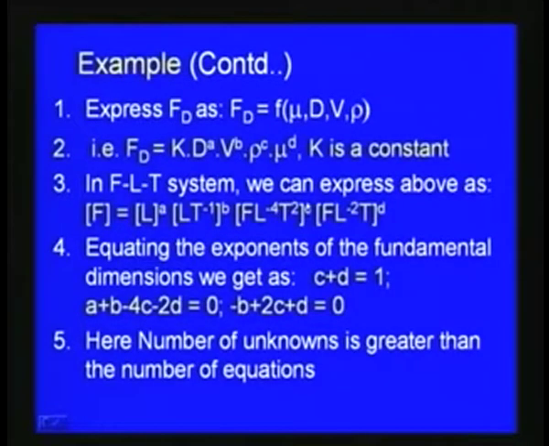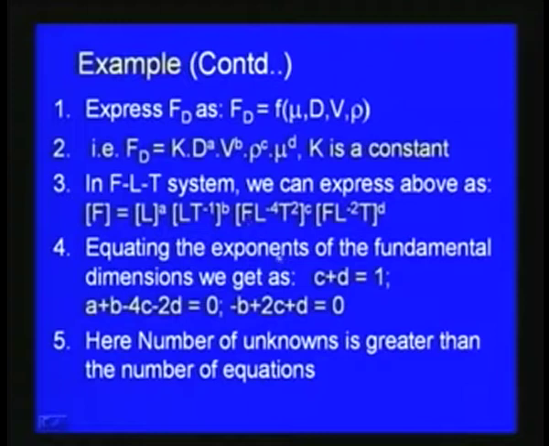Then mu is the viscosity, which is represented as F into L to the power minus 2 into t, and then to the power d. So, finally, in the third step, we write in the FLT system like this. Now both sides have units, and the unknowns are a, b, c, d.